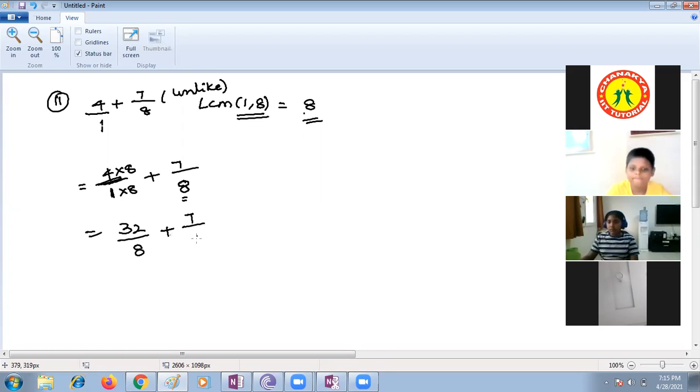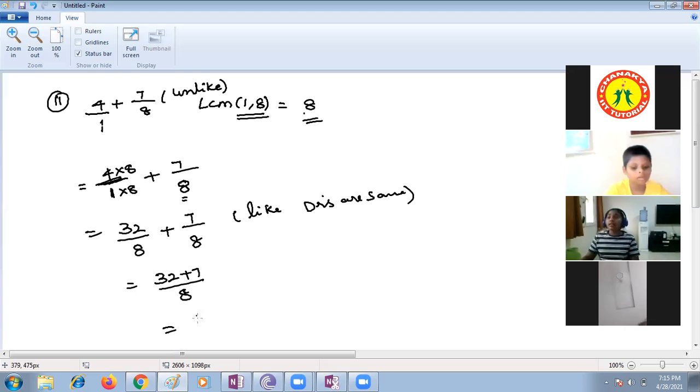Next 7 by 8. Now since these two are like fractions, meaning denominators are the same, we can directly add numerators: 32 plus 7 by 8. It's 39 by 8. Yes, 39 by 8, it is improper again. Convert to mixed fraction. Change it into a mixed fraction.